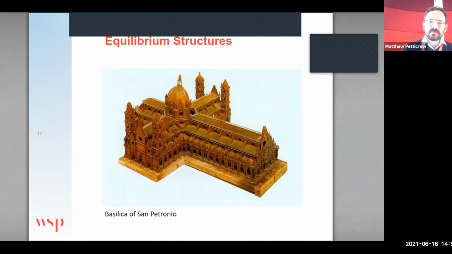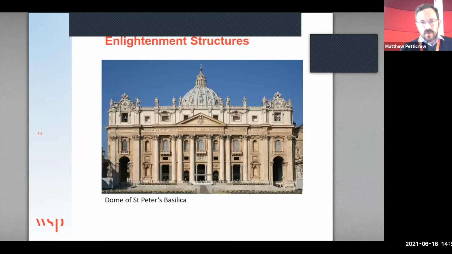The next structure that I wanted to talk about is the dome of St. Peter's Basilica. And I'm using that to represent the Enlightenment. So I'm not, in this case, interested in the original dome's design, which had a lot of involvement from Michelangelo. Instead, what I want to talk about is the work that was done in the 18th century to address cracking in the dome, which had caused its structural adequacy to be called into question.